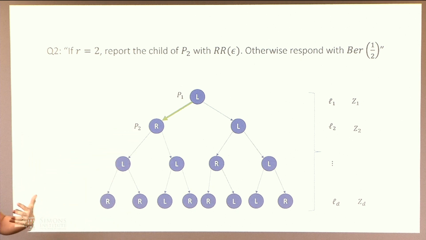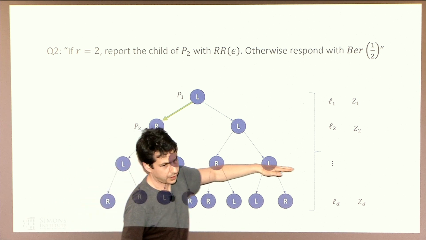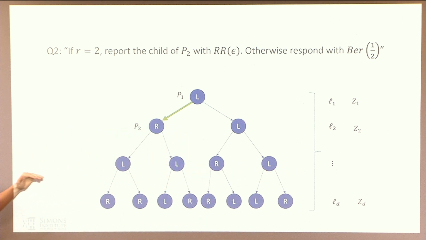Then I'm going to run another local randomizer. Again, in each of these rounds, I ask everyone to run this local randomizer. So it's fully interactive. People are answering many questions. So if my level is R, I learn that entire layer, right? Not just one. My private data is that entire layer, exactly.